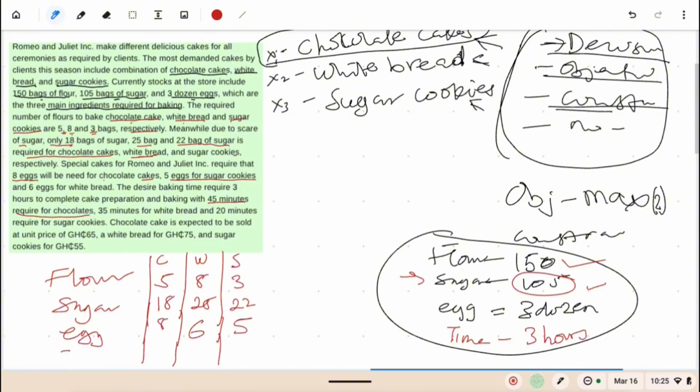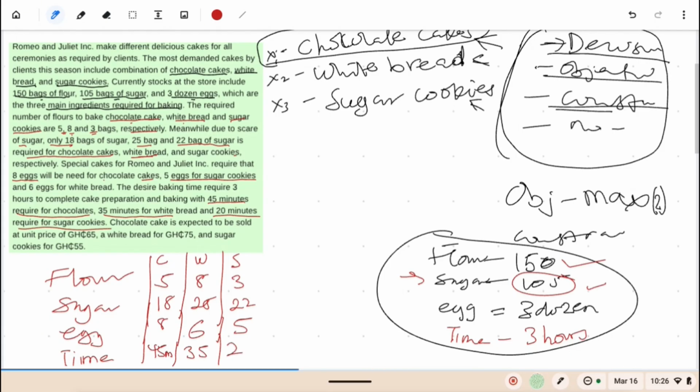So let's write our time here. They said they use 45 minutes to prepare the chocolate. They use 35 minutes to prepare the white bread. So 35 for white bread. And then 20 minutes required for sugar cookies. So 20 minutes for sugar cookies.